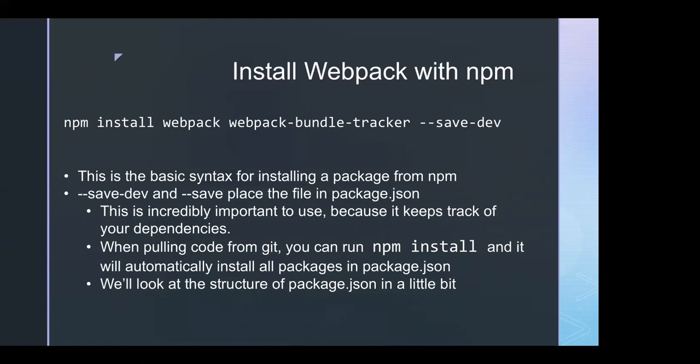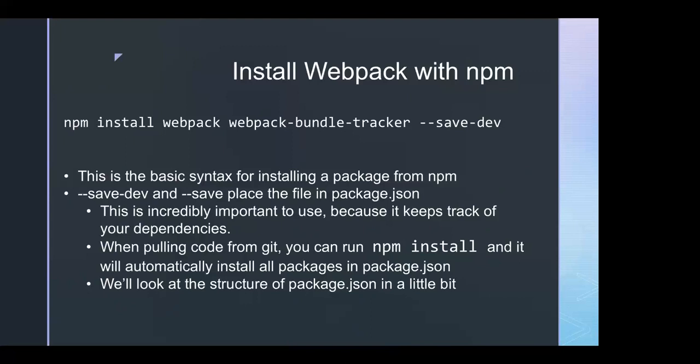So next we're gonna install Webpack with npm. So this is the basic syntax for installing a package with npm. The save dev and save in package.json is incredibly useful and really nice. So it saves it in the package.json. Then if you're uploading this code to Git, somebody else can download it and just run npm install, and it'll automatically install all of the necessary libraries that are in the npm package.json. And we'll look at the structure in a little bit.